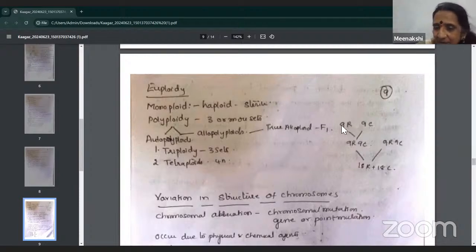In general, suppose you take one female with this many chromosomes, and then combine with another type of male, when the fusion occurs, you will get polyploidy as 18C plus 18C, which is not advisable. So this kind of true polyploidy is not possible. Generally, it is possible only in plants, but not in human beings.